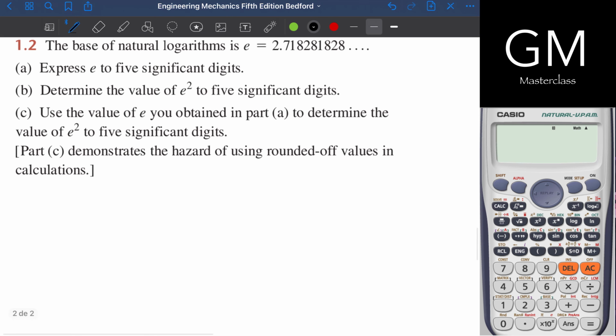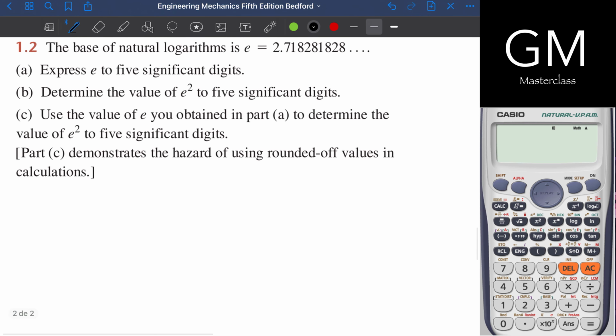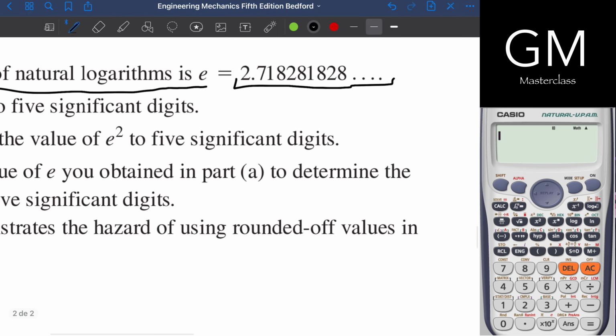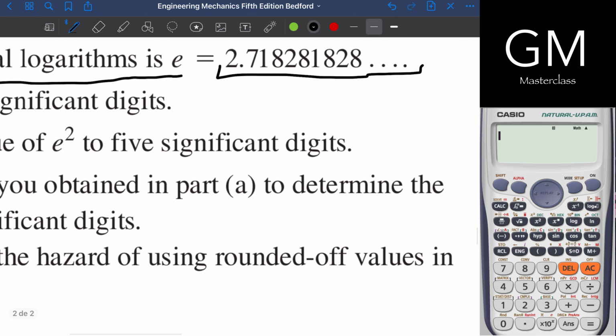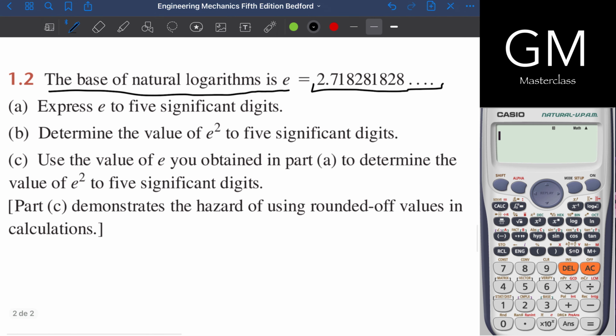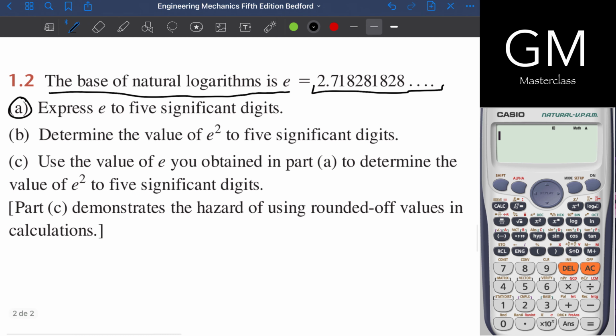So we're going to solve this problem. The problem says the base of natural logarithms is e, which is Euler's number, and is given by the value 2.71828182 8, etc. The first part tells us, express e to 5 significant digits.